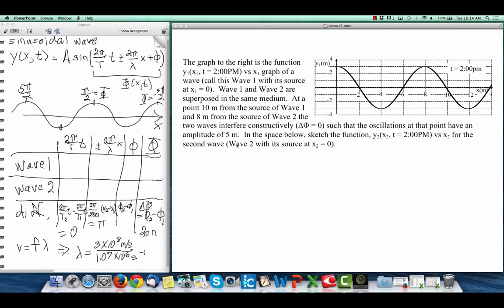In the space below, sketch y2 of x2 versus x2. So wave 2 has its source at x2 equal to 0. So your job is to sketch the other wave. So think about it, talk about it, draw the picture.